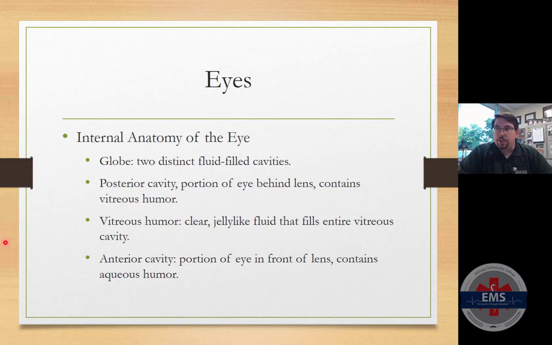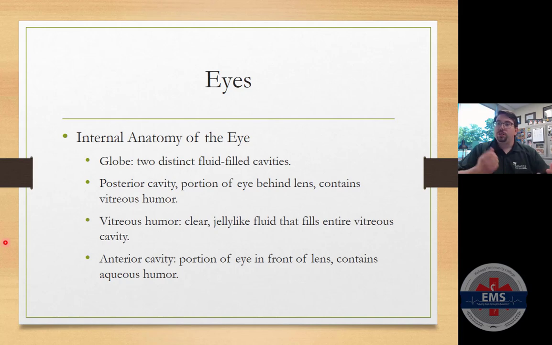The posterior cavity, which is the first one, is the portion that lies just behind the lens, and that's what contains the vitreous humor, or the fluid. The vitreous humor is a clear, jelly-like fluid that fills the entire vitreous cavity, right? So it's what gives the globe its shape. And then the anterior cavity is the portion where we think of the lens that actually covers the eye itself, or covers the globe.